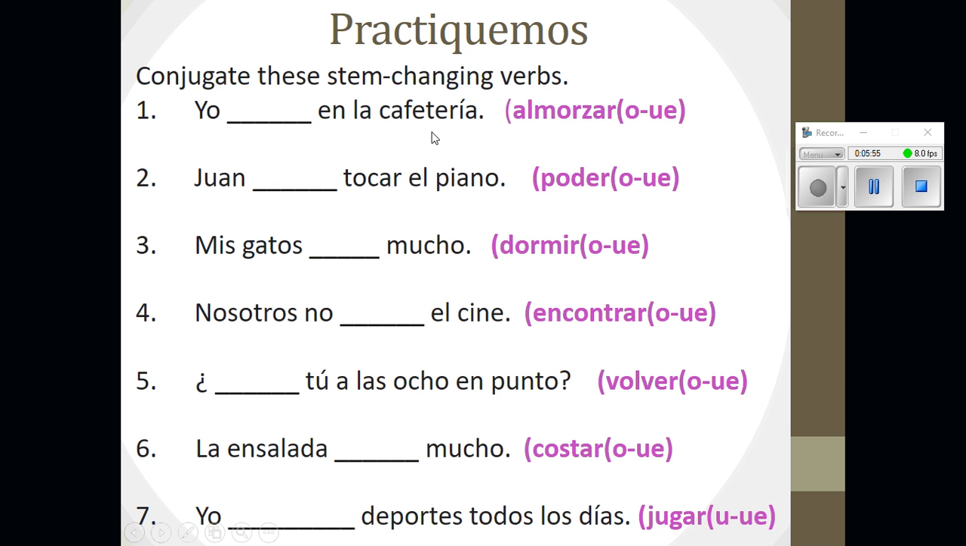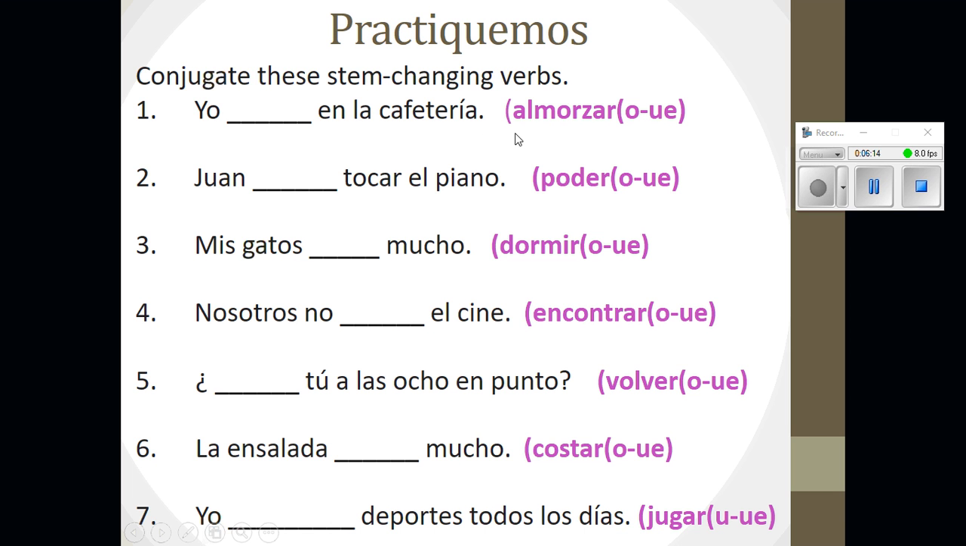Practiquemos. Let's practice. Conjugate these stem changing verbs. Notice that they give us a variety. Each one has a different verb for us to change. The first one wants us to take this verb almorzar, to eat lunch, and conjugate it according to the yo subject to say, I eat lunch in the cafeteria.